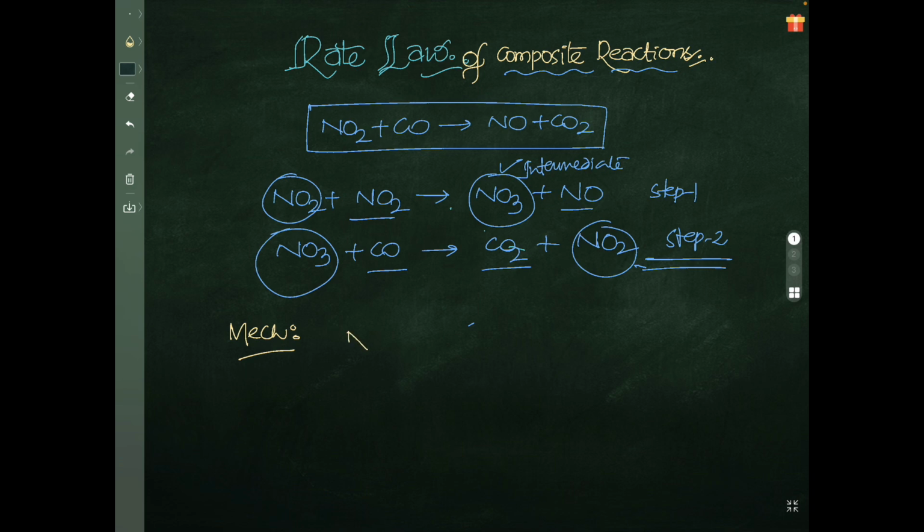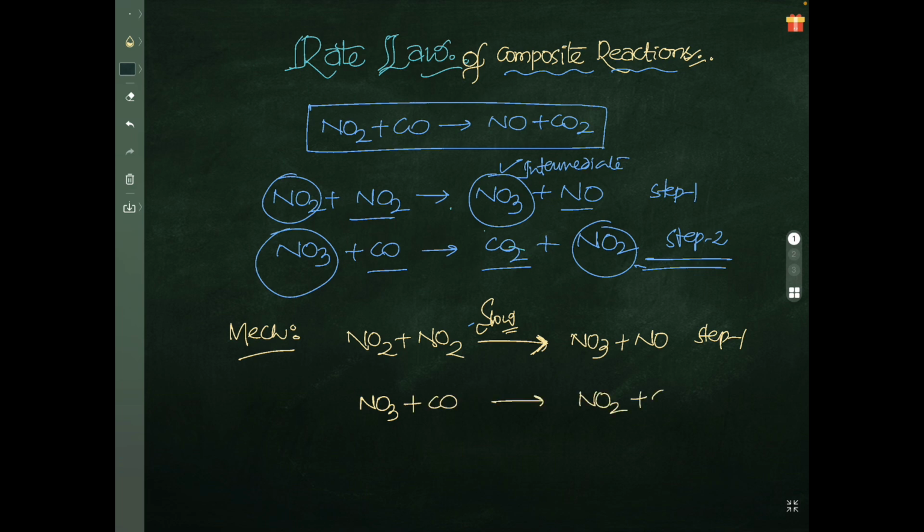In this reaction, when NO2 reacts with another NO2 to form NO3 and NO, which we are calling step 1, this step 1 is the slow step. And see here, this is an arrow showing a single side. Next, NO3 when treated with carbon monoxide forms NO2 and carbon dioxide. This we are saying is step 2. This is the fast step, and the slow step is the rate determining step. So we need to consider only the rate determining step.